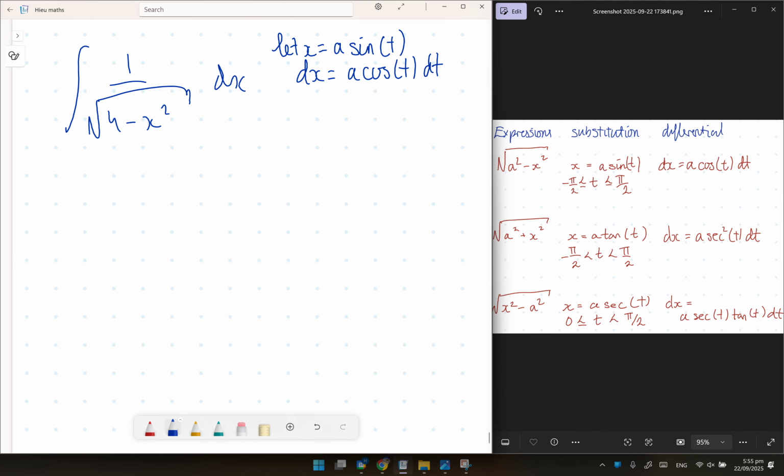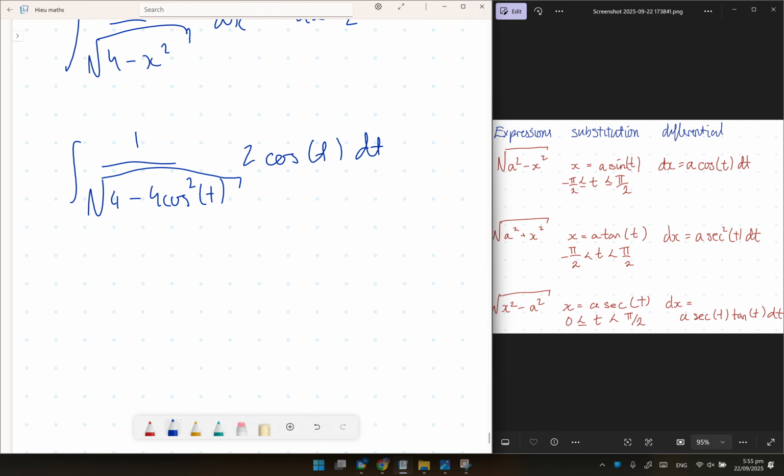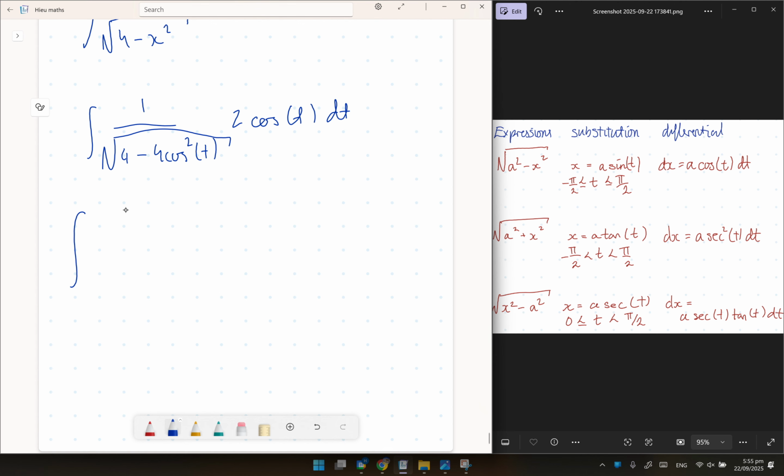Now let's do our substitutions. Into here, we have 1 over the square root of 4 minus what's x. I'm going to use 2, just like the other one. Now it's going to be 4, because 2 squared is 4, and then cos squared t. Multiplied by dx, which gets substituted by 2 cos t dt. Now we're going to put 2 cos t here over, taking 4 out.